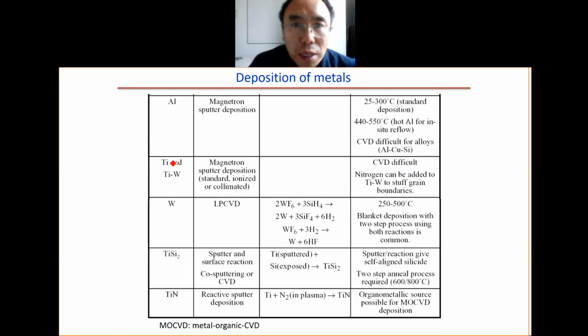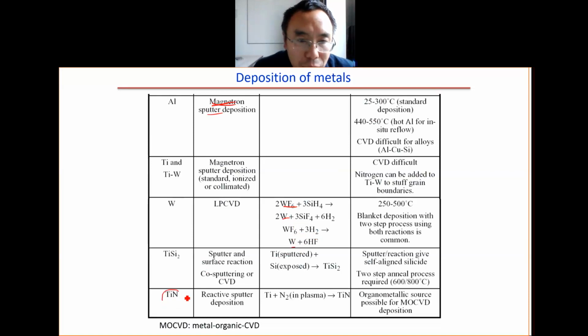And now let's look at metal deposition. For metal, normally we use magnetron sputter deposition. Magnetron gives you a faster deposition rate than normal sputtering. The same for titanium. For tungsten we use CVD, low pressure CVD, with WF6 and silane to form tungsten. Or we can also use hydrogen to form the tungsten.